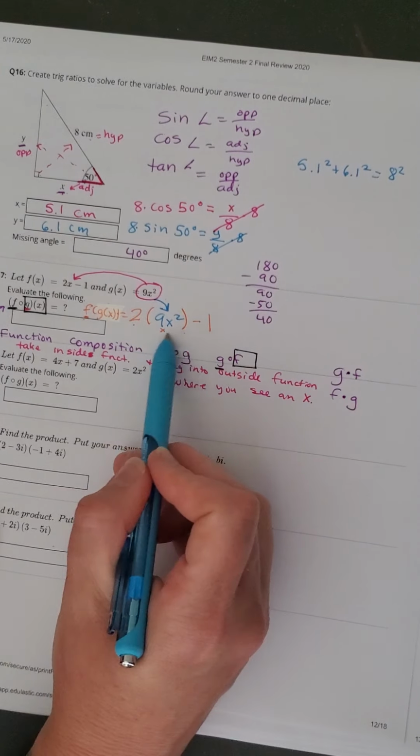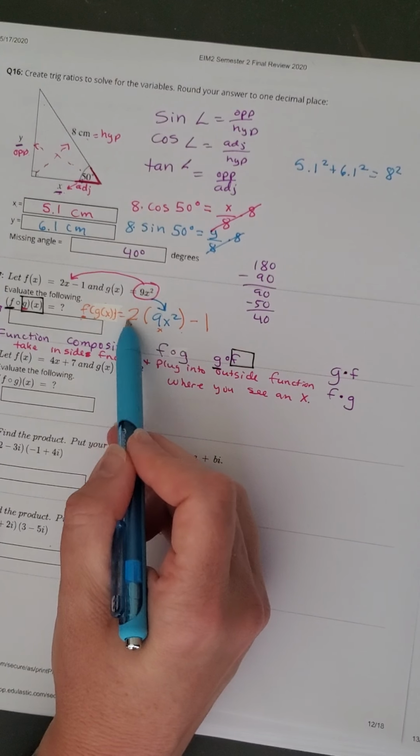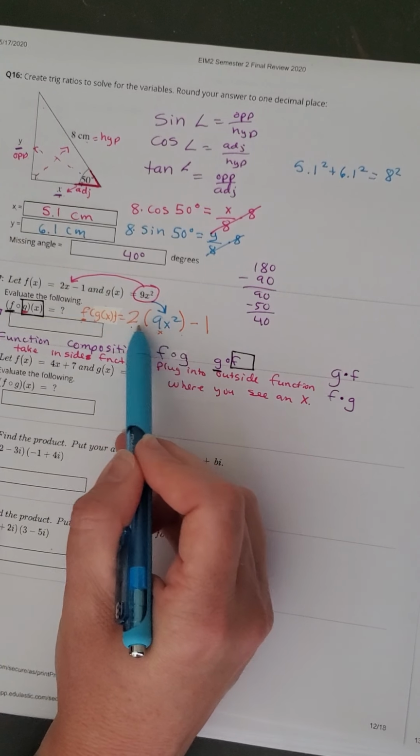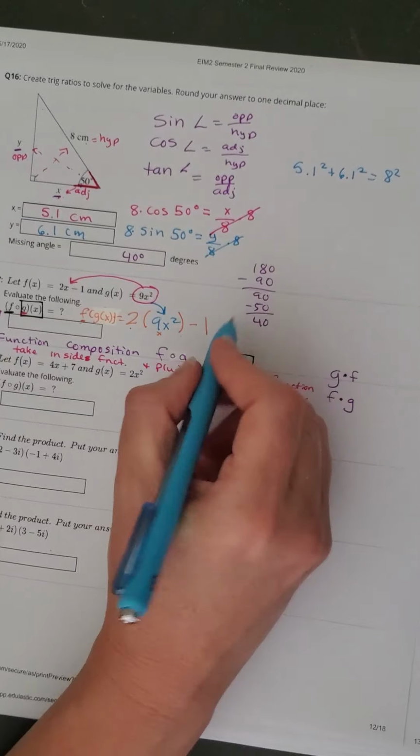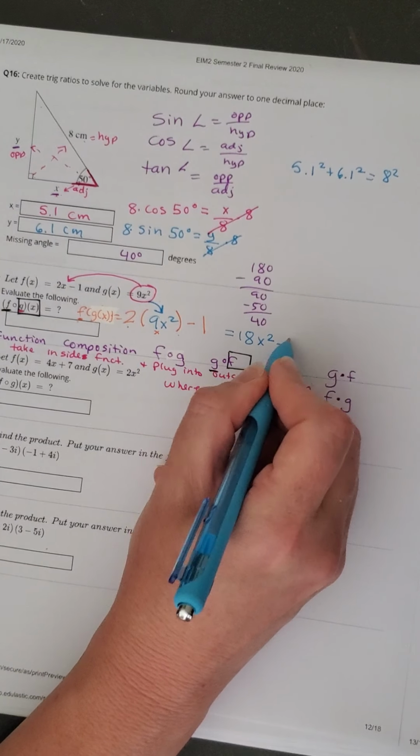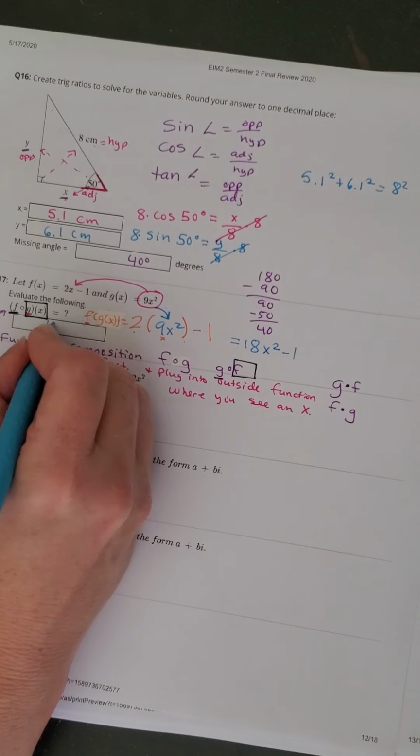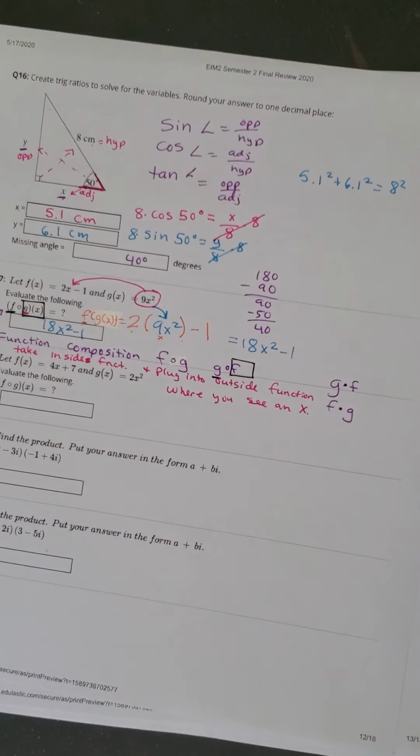And then do any kind of simplifying that needs to happen. So right here, I would need to multiply. So that would be 2 times 9x squared. So it would be 18x squared, and then minus 1. So 18x squared minus 1.